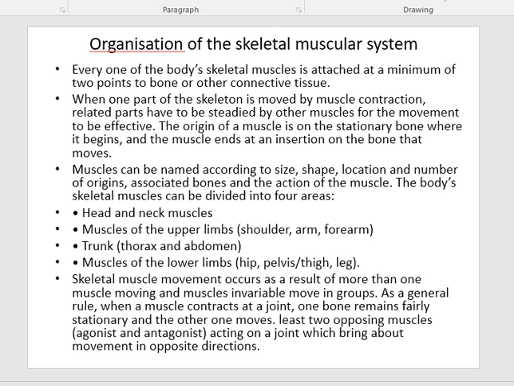The origin of the muscle is on the stationary bone where it begins, and the muscle ends at an insertion on the bone that moves. Muscles can be named according to size, shape, location, number of origins, associated bones, and the action of the muscle. The body's skeletal muscle can be divided into 4 areas.